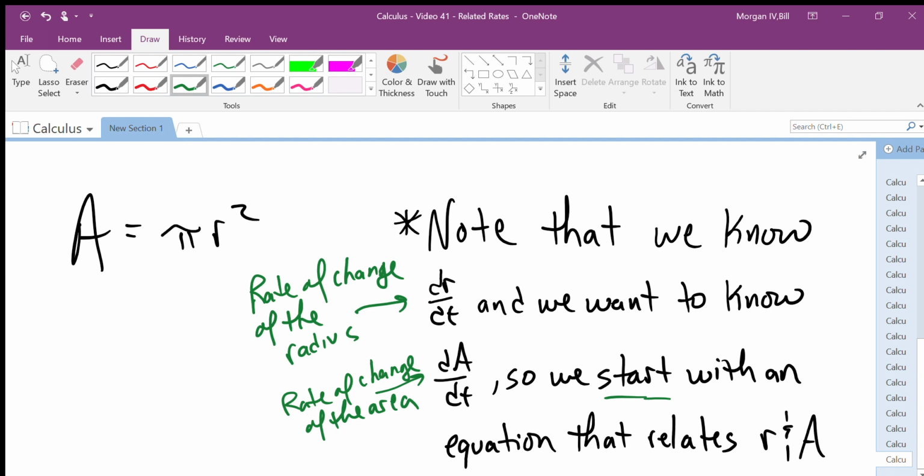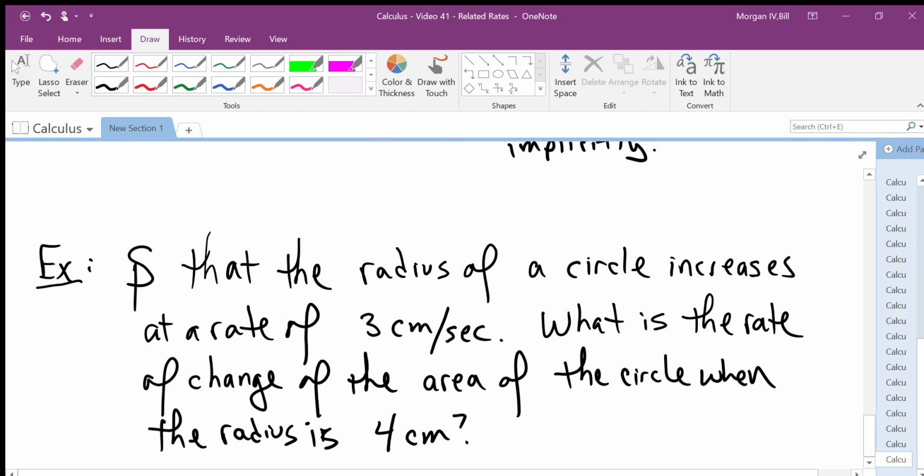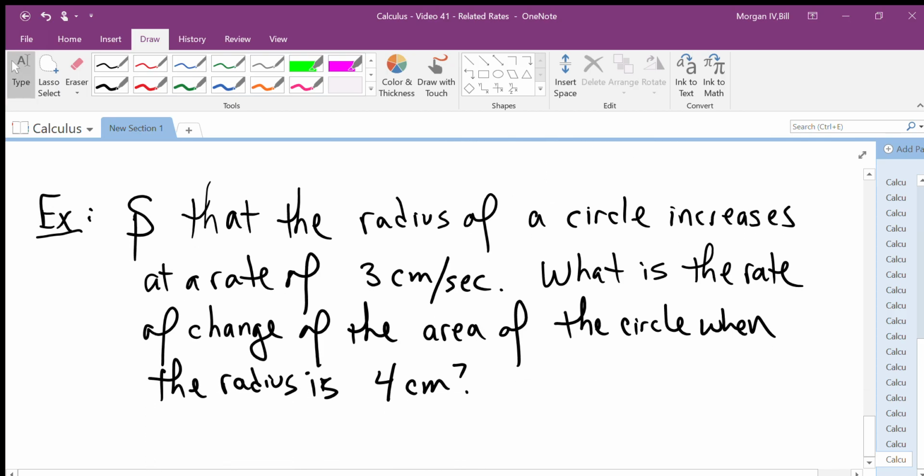Okay, let's do an actual example, same kind of example here, a little bit more information. Suppose that the radius of a circle increases at a rate of 3 centimeters per second. So same thing we had above. And if you want to, go ahead and pause the video so you can write this problem down. All right, so suppose that the radius of a circle increases at a rate of 3 centimeters per second. What is the rate of change of the area of the circle when the radius is 4 centimeters?